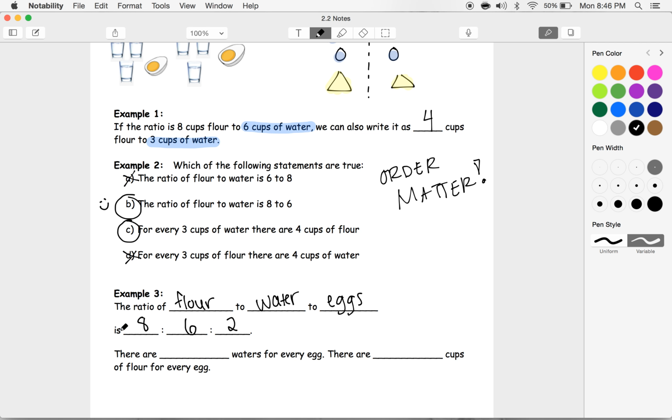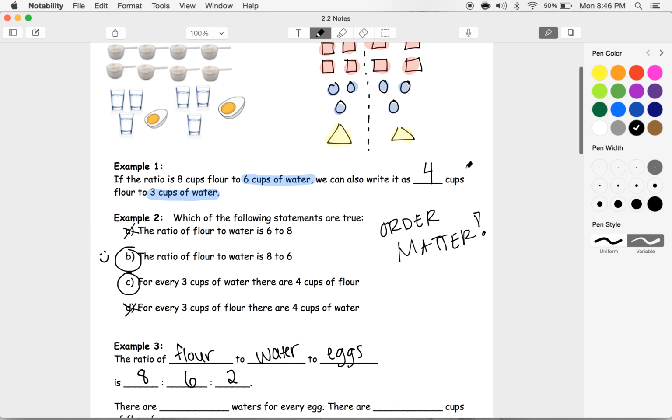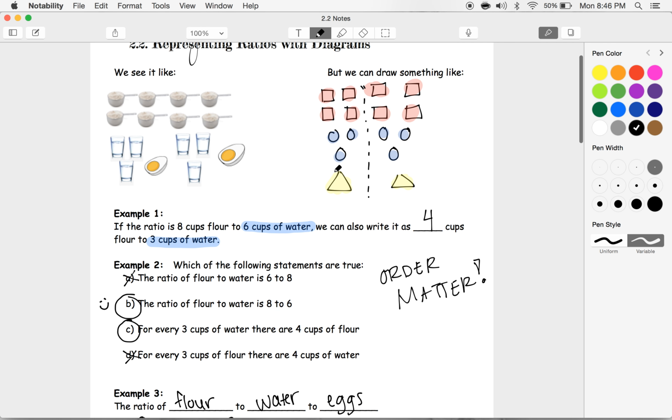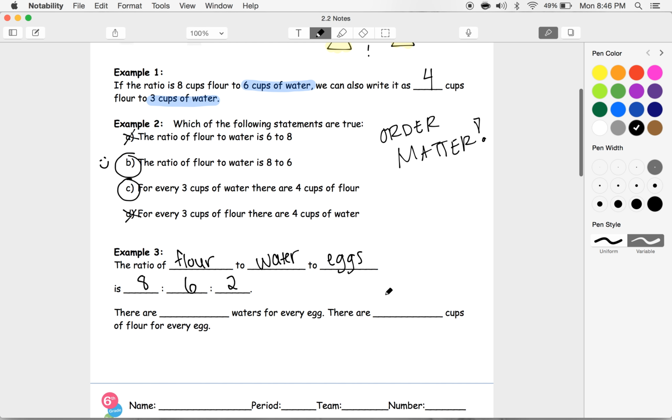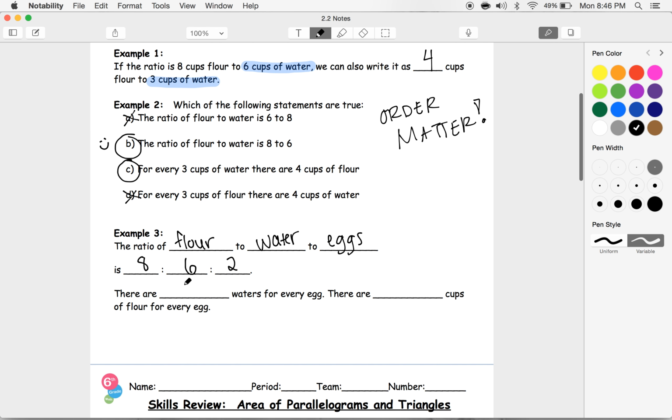So, this is now asking there are blank waters for every egg. All right, and so every in this case is talking about 1. So if I look up here and I have just 1 egg, how many waters will I have? Well, you can see that there are going to be 3. So there are 3 waters for every egg.